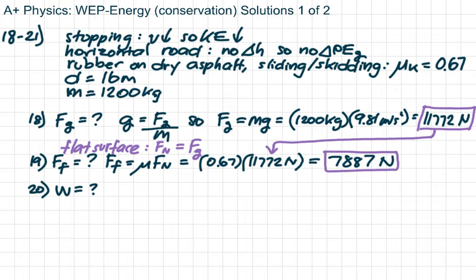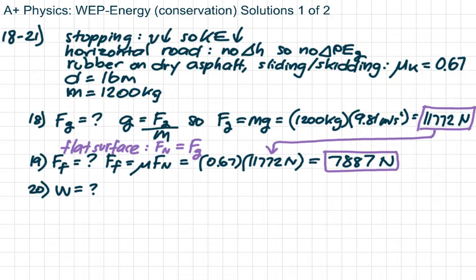Yeah. I mean, if you want to round for sig figs, looks like I have 2 sig figs maximum, so 18 would be 12,000 newtons, and then 19 would be 8,000 newtons, or 7,900 newtons. Anyway, 20 wants the work done.